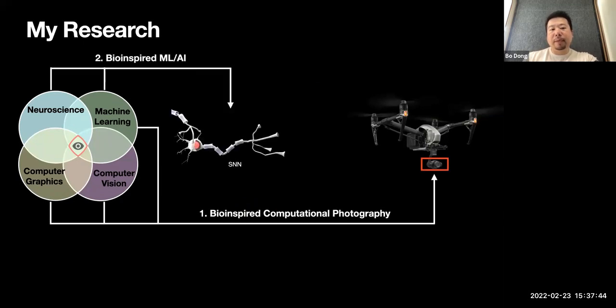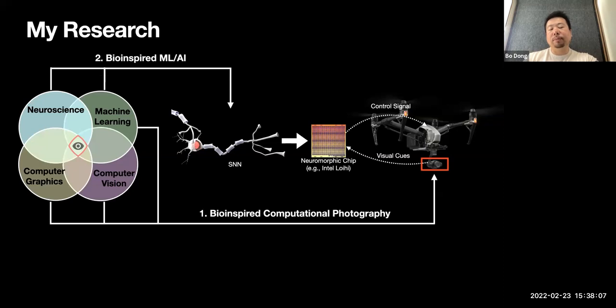Another direction of my research is bioinspired machine learning, specifically spiking neural networks, or SNN. SNNs can be deployed on neuromorphic hardware, which offers very high energy efficiency, which is desirable for energy-constrained platforms such as drones and mobile robots. And of course, the third interest is to combine this bioinspired sensing and processing to bring big impact to real-world applications.